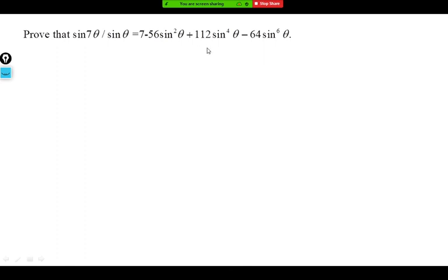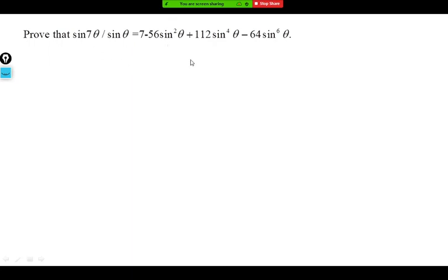I will give this as an assignment. Complete it. You can post it on my WhatsApp also or in the group. I will correct at least one and I will tell you this is the correct solution. The one who submits first, I will cross check it and tell you whether it is correct or wrong. So take this as an assignment, sine 7 theta upon sine theta.